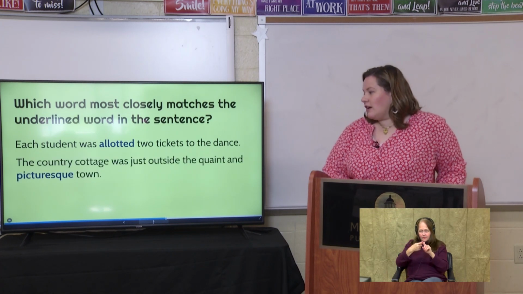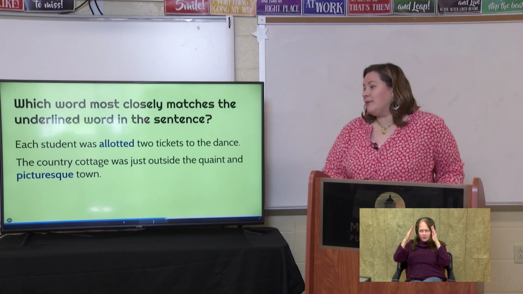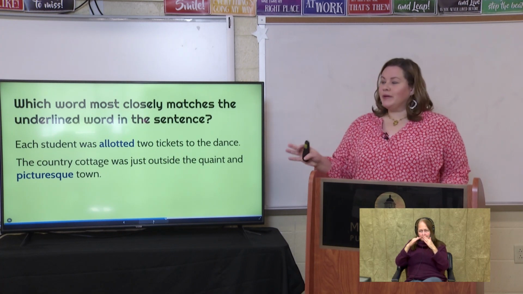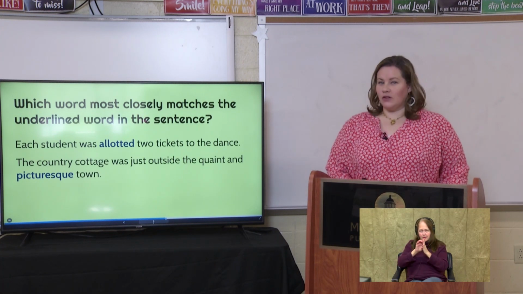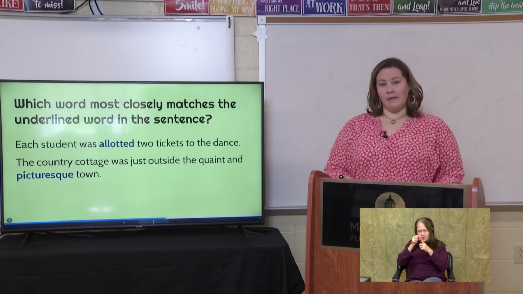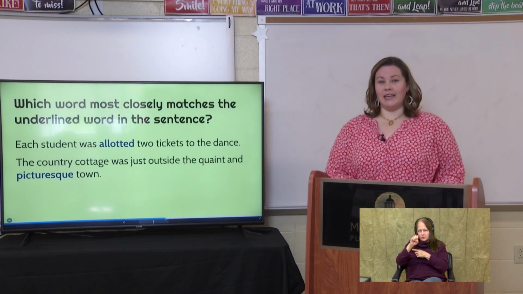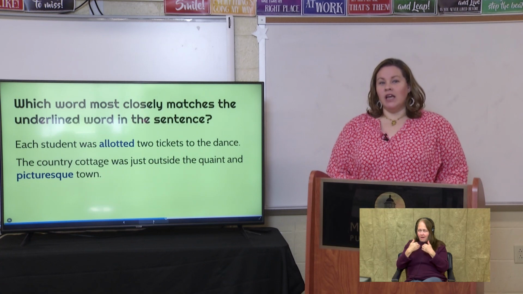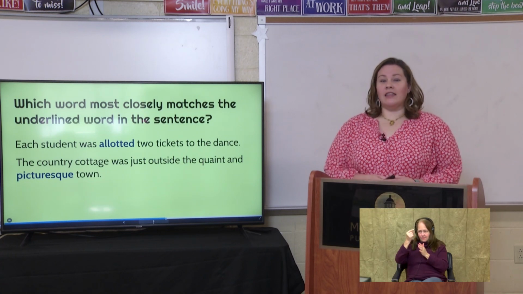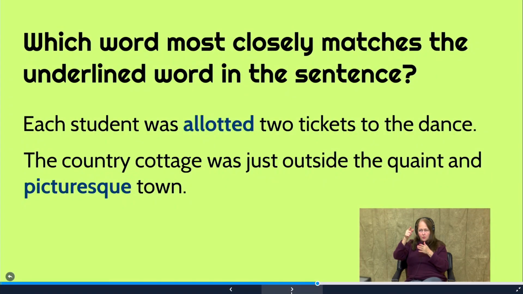Next, the country cottage was just outside the quaint and picturesque town. Now, picturesque might not be something that you are familiar with, but if you look at the word itself, it has picture. So when I think of that, I think of what might go up on my wall, a picture that I think is pretty, right? And it does say quaint. So I'm going to think that a picturesque town is a place where I would want to visit.